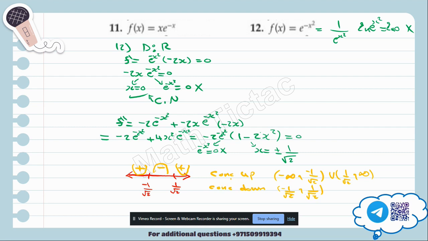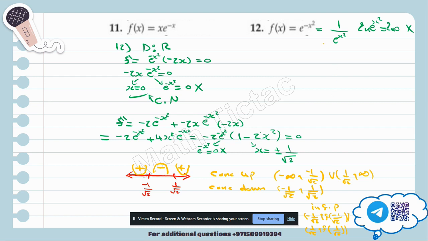Okay, that's it. Then the inflection points, we have inflection points, which are at x equal to minus 1 over square root of 2 and f of minus 1 over square root of 2. The second one is x equal to 1 over square root of 2 and f of 1 over square root of 2. That's it.